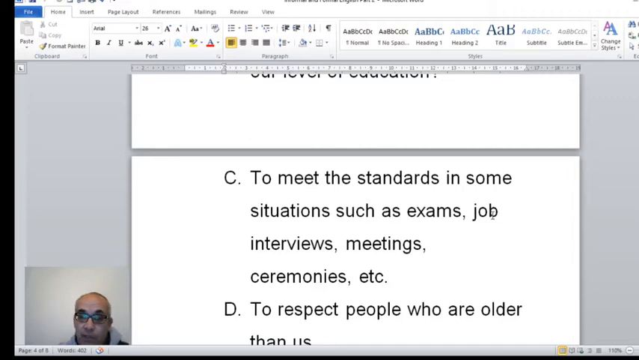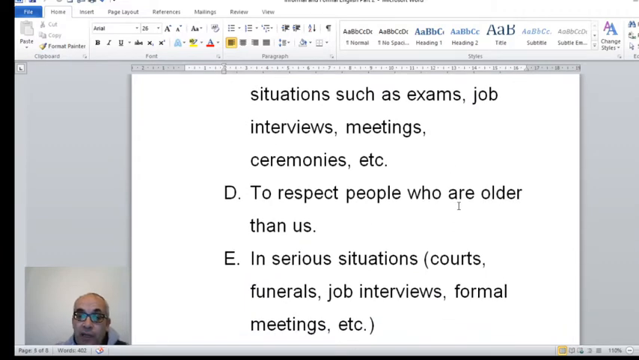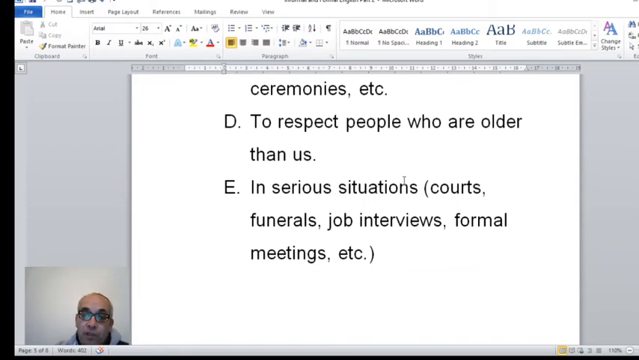In meetings between teachers, in the court, we have to use formal English. Ceremonies again, or formal parties or celebrations. Again, when you use formal English, you respect people who are older than you, and that's why we use it. Again, in serious situations, if you go to courts, if you attend maybe some court programs, or you go to court yourself, they use formal English. Funerals, again, like when people die, the language they use is formal. In job interviews, most of the time they use formal English, and also in formal meetings.